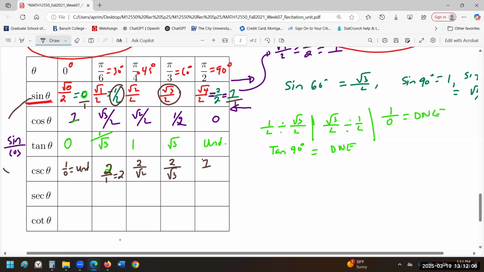So you flip sine to get the cosecant, you flip cosine to get the secant, and you flip tangent to get the cotangent. That's it. And if you have this table in front of you, when you do any trigonometric operation, you don't have to memorize anything. You don't have to memorize this table because you can derive it. So either you can use the unit circle or this table.